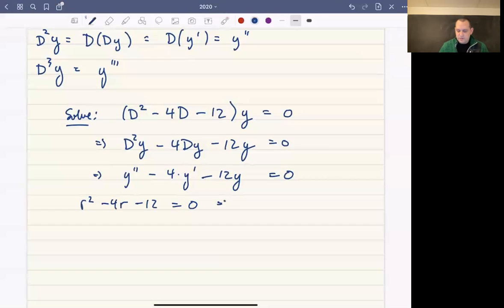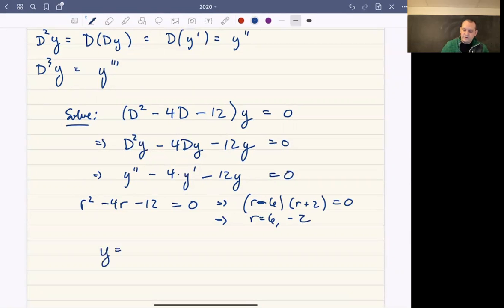And then it turns out that your solutions are going to be, let's see, this implies that (r minus 6) times (r plus 2). Did I do that right? Minus 6 plus 2, yeah, is equal to 0. So your solutions are going to be 6 and negative 2. And therefore, your general solution to the differential equation that we started with is going to be c1 e to the 6x plus c2 e to the negative 2x.